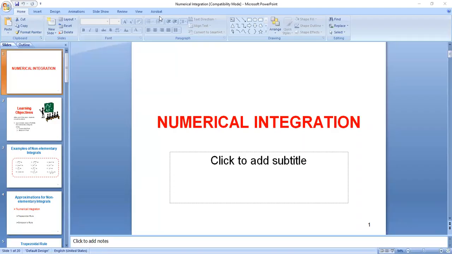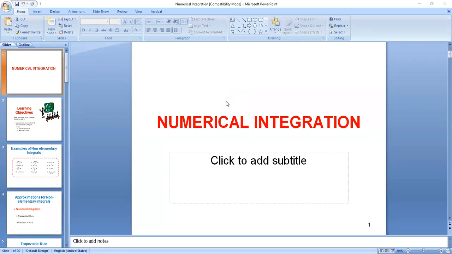Okay, so I hope you can see now the slide on numerical integration. This is the part wherein we evaluate definite non-elementary integrals. Now, the integrals that were discussed under techniques of integration in last midterm are all categorized as elementary integrals.